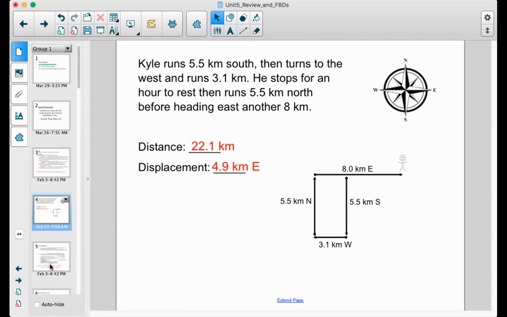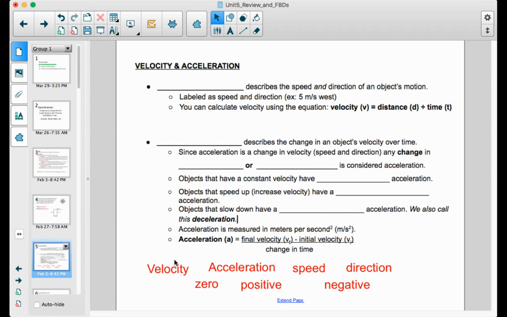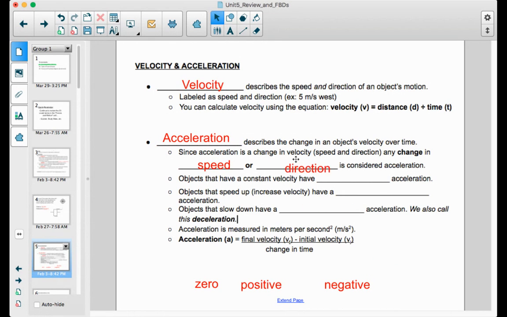Moving on, when we look at velocity and acceleration, velocity describes the speed and direction of an object's motion. We can calculate that by dividing distance by time. Acceleration describes an object's change in velocity over time, and any change in speed or direction is considered to be acceleration.